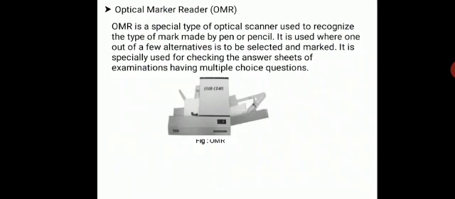Next, OMR. OMR means optical mark reader. OMR is a special type of optical scanner used to recognize the type of mark made by pen or pencil. It is used where one out of a few alternatives is to be selected and marked. It is specially used for checking answer sheets of examinations having multiple choice questions.